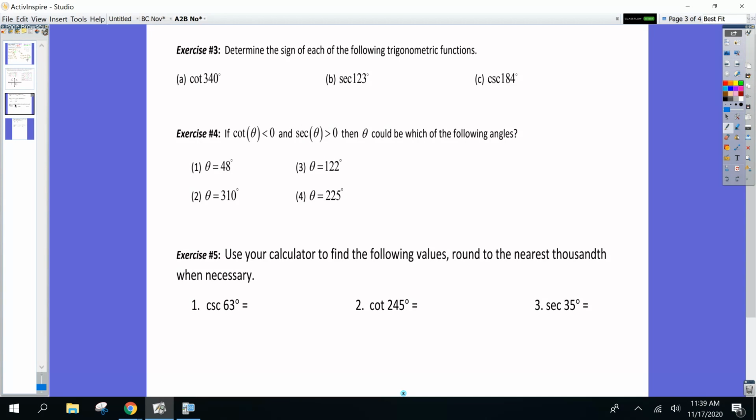So let's answer some questions now on it. Determine if these are positive or negative. Cotangent of 340. Is it positive or negative? First, you have to know what quadrant you're in. What quadrant am I in? 340, what quadrant? 4. Okay, so this is cotangent, which is the same as tangent. If you want to write tangent above it. What do we know about those two in the fourth quadrant? Negative.